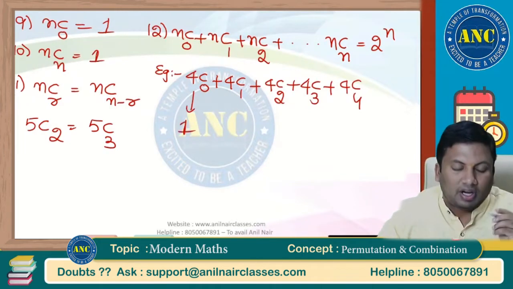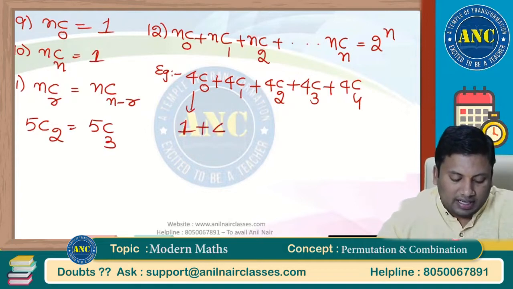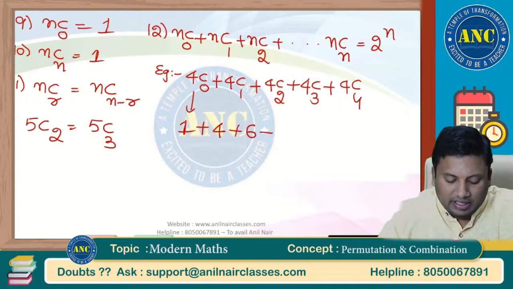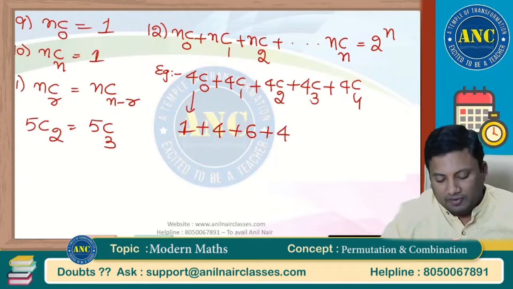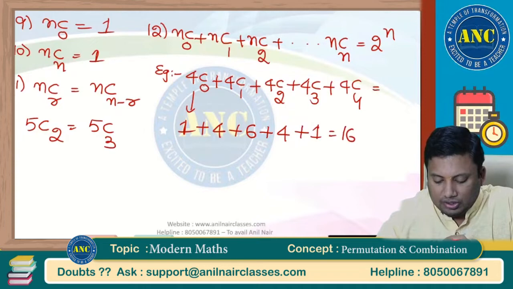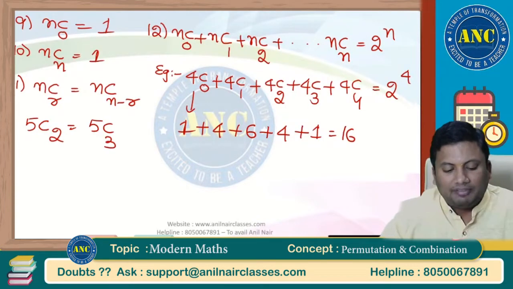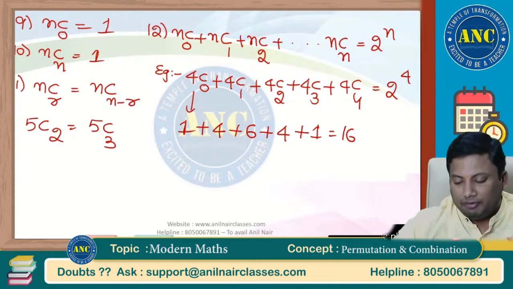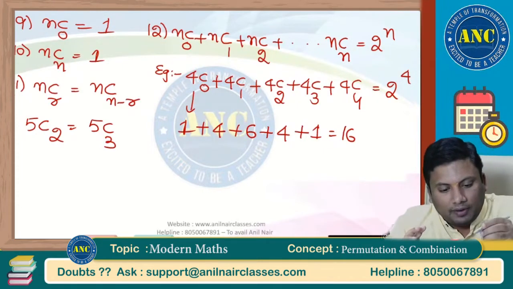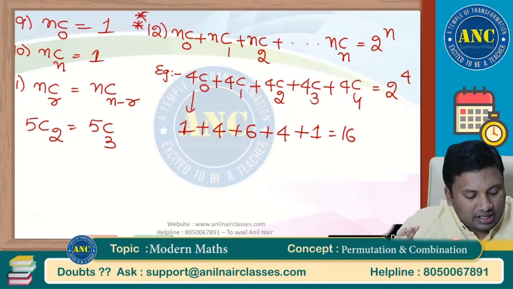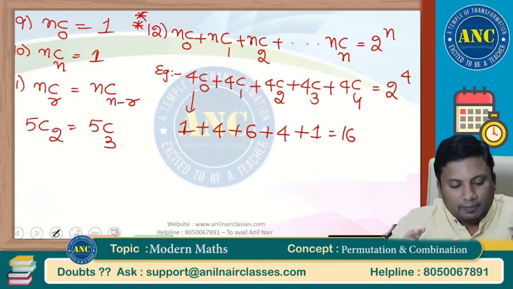4C0, out of 4 not selecting any. 4C1, out of 4 selecting 1, it could be first or second or third or fourth, so it is 4. 4C2, it is 6. 4C3, out of 4 selecting 3, that means rejecting 1, so it is 4. 4C4, out of 4 selecting 4, it is 1. The sum is nothing but 16, so it is nothing but 2 power 4. 4C0 plus 4C1 plus 4C2 till 4C4, the answer is nothing but 2 power 4. Very, very important properties. Today in the class, we are discussing a good number of property related problems.